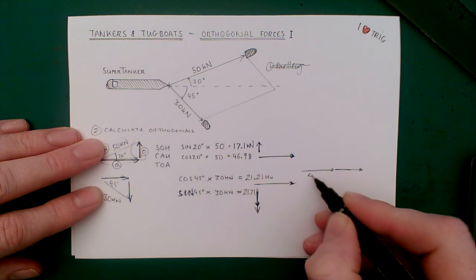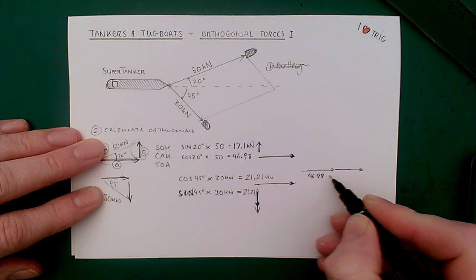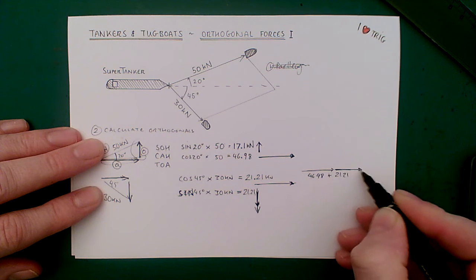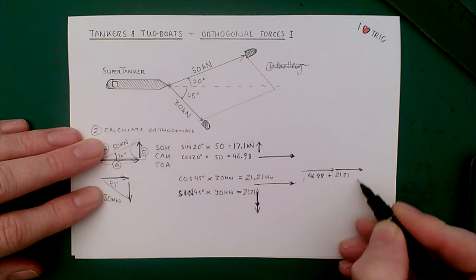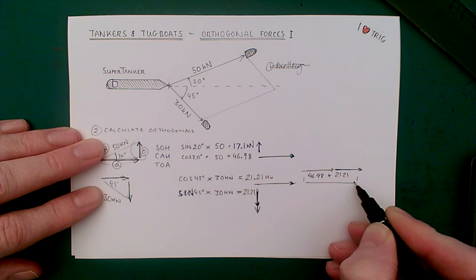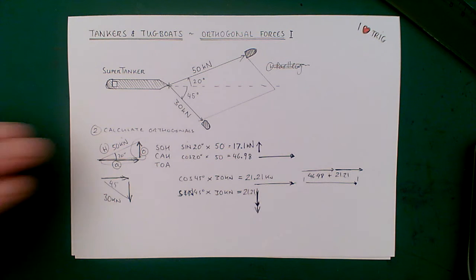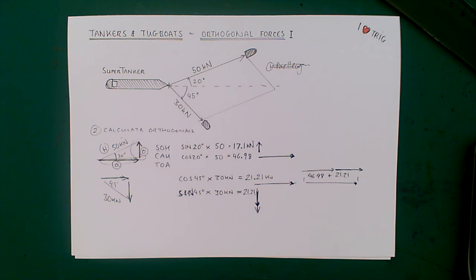So these two components will add up. The 46.98 and the 21.21 are going to add up to give us our horizontal component, if you will, which is going to be in that direction. You have to excuse Percy in the background there, he thinks he wants to come for a walk. Gonna have to wait, puppy dog.